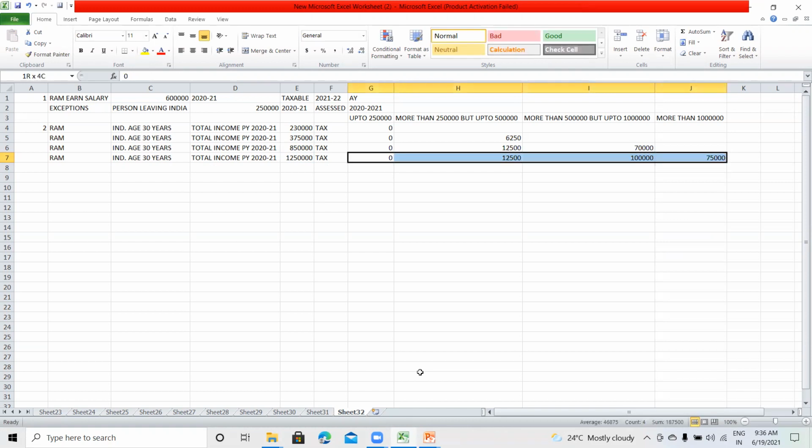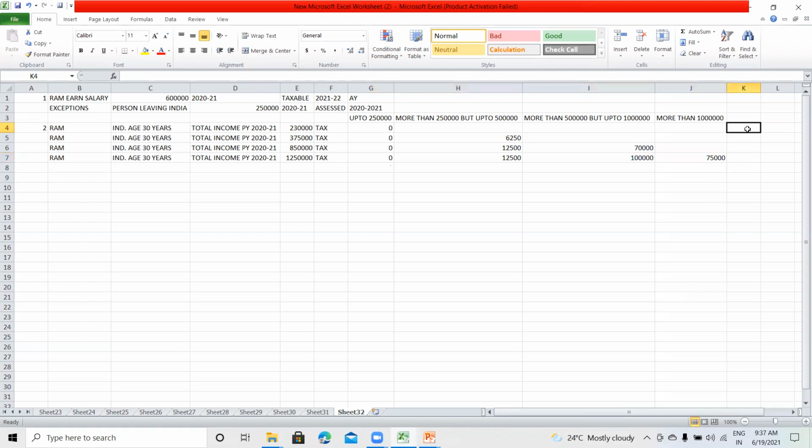So the total amount of tax paid by Mr. Ram, when his income is more than 10 lakh rupees, or when his income is 12 lakh 50,000, then he will pay 1 lakh 87,500. In this case, he will pay 1 lakh 87,500 rupees as income tax.